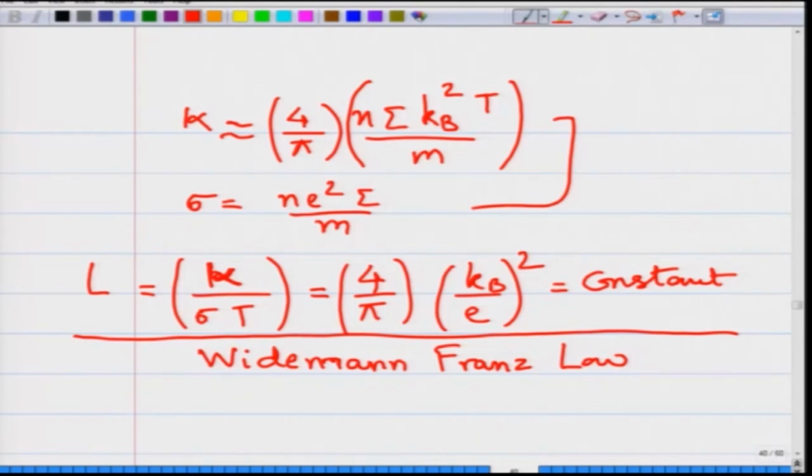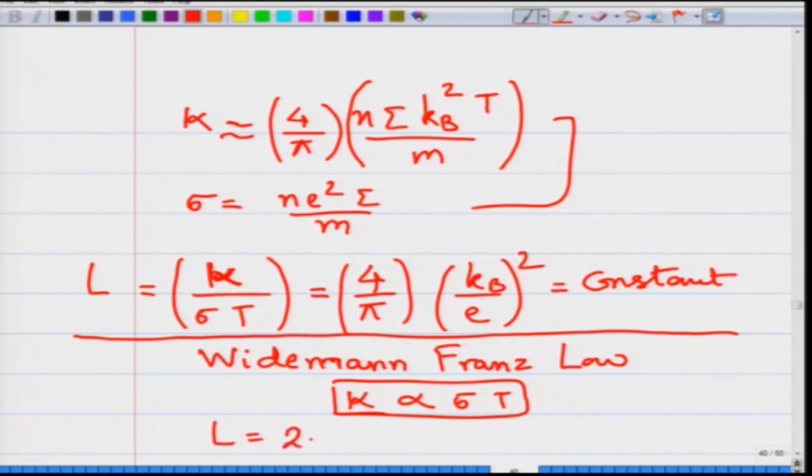which states that the thermal conductivity and the electrical conductivity are related to each other. The thermal conductivity is proportional to sigma times T, and this constant L which we have here has a value of about 2.22 into 10 to the power of minus 8 watts ohm per Kelvin square.